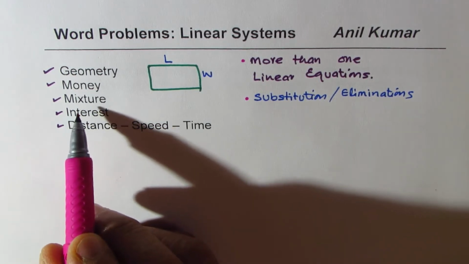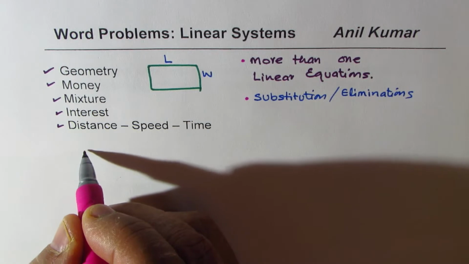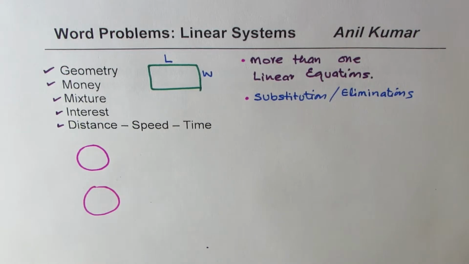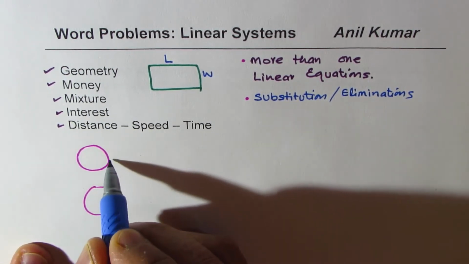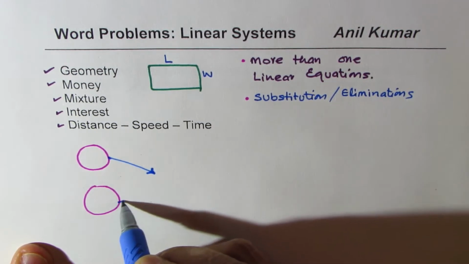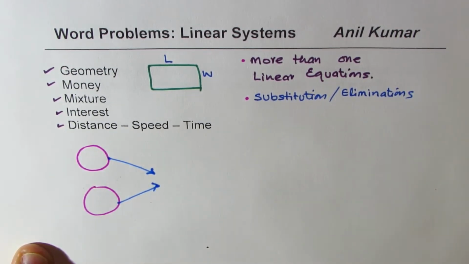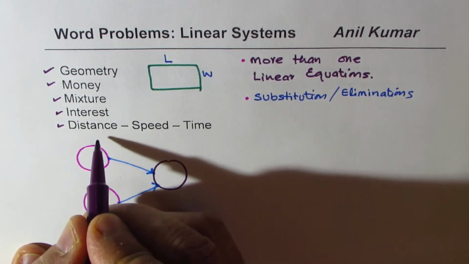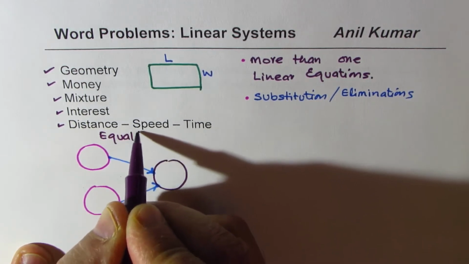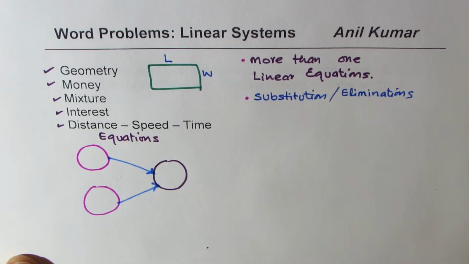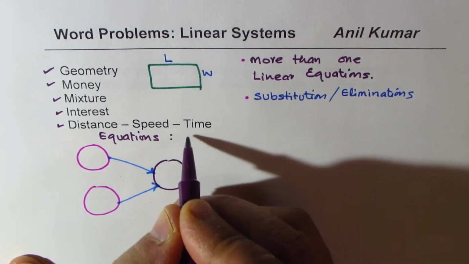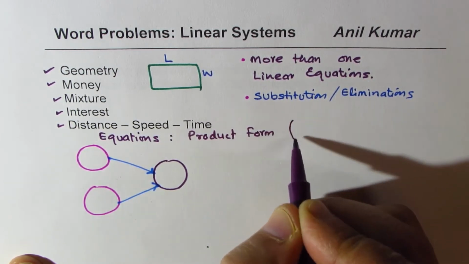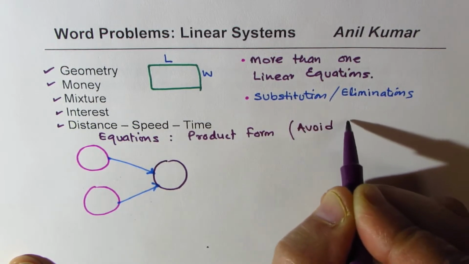For example, when we talk about mixture, we have two things here. These two things are being mixed to get a third thing. So we'll make a sketch which will look something like this. That will help us to make equations, and all the equations which will be made will be in product form. That is to say, avoid fractions.